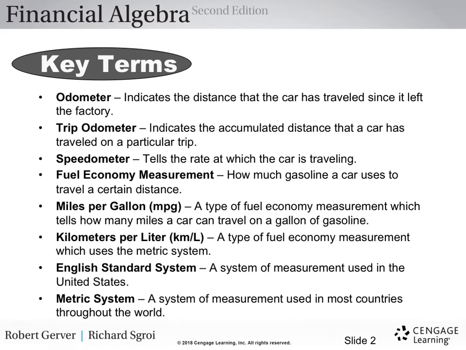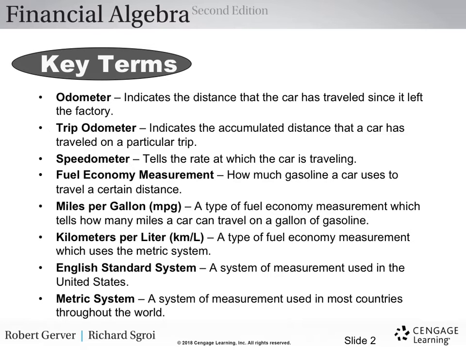The odometer, basically this indicates the distance the car has traveled since it left the factory. The trip odometer indicates the accumulated distance a car has traveled on a particular trip, and this is resettable, usually with a push button. Speedometer tells the rate at which the car is traveling. Fuel economy measurement, this is how much gasoline a car uses to travel a certain distance. Miles per gallon, or MPG, this is a type of fuel economy measurement which tells how many miles a car can travel on a gallon of gasoline.